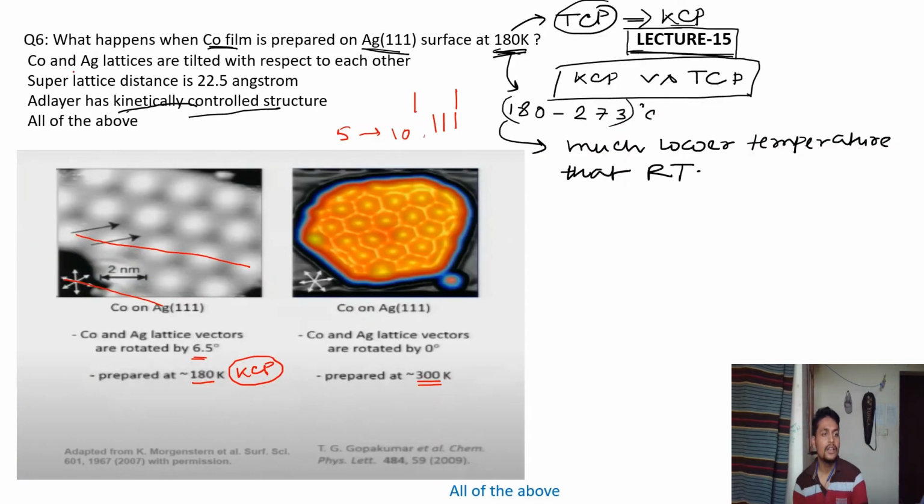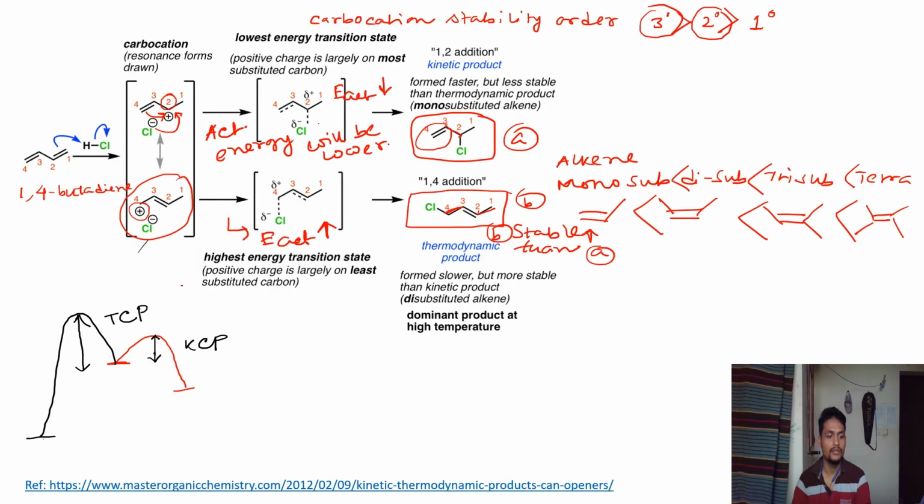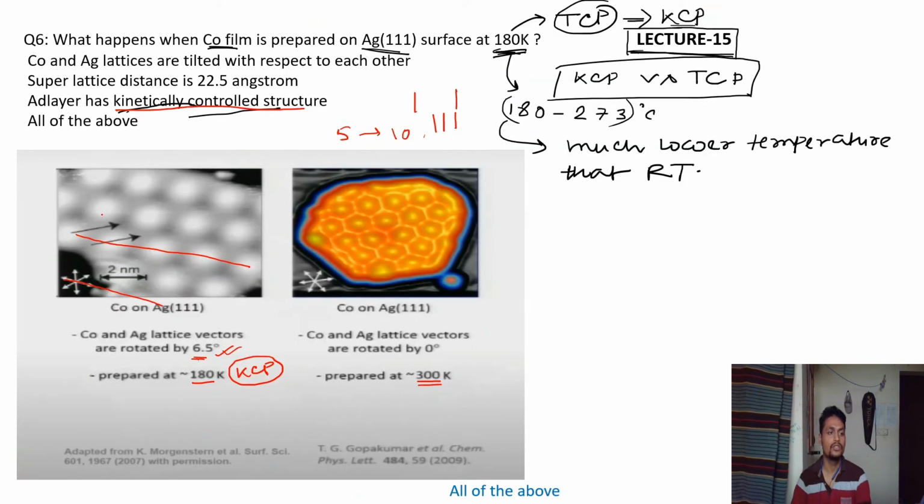Also, just see the C1 AG lattices are tilted with respect to each other. Obviously, you already know it is tilted with respect to each other by 6.5 degree. So all these things, their main point is whether it is kinetically controlled or thermally controlled, that we already know from the previous discussion of this TCP and KCP, right? So all the 3 points are going to be true. So the answer is going to be all of the above, right? Okay.